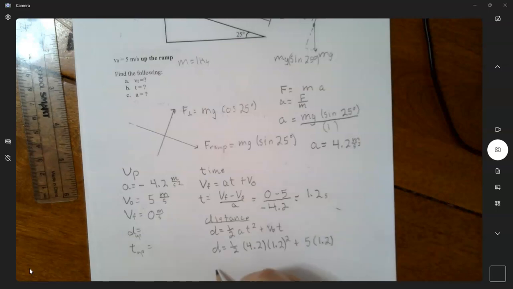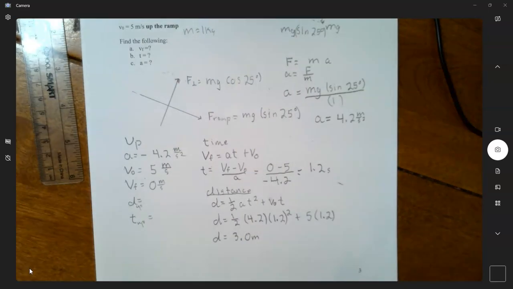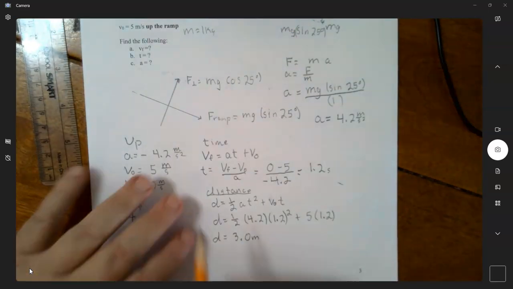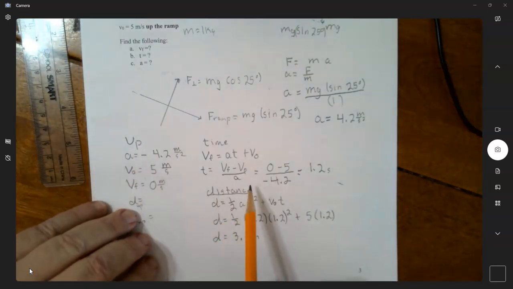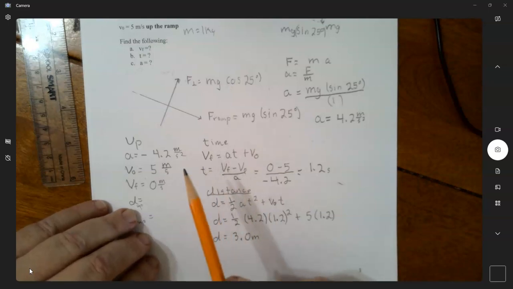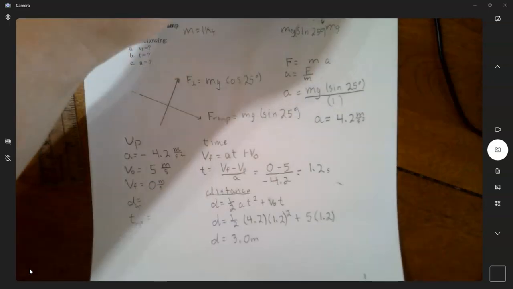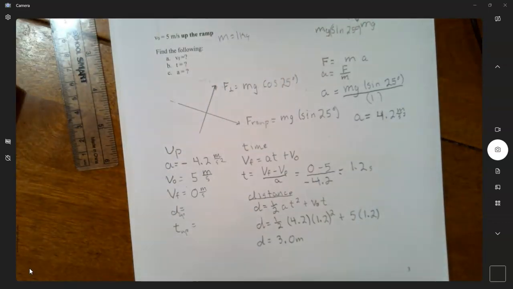Okay, and when we compute all of this, we get distance equals 3 meters. Okay, all right. Now we go to the down part. This was the up part, figuring out how long it takes to get to the top and how far it goes before it starts coming back down. So now we're going to do that second part of the problem. That's the down part of the problem.